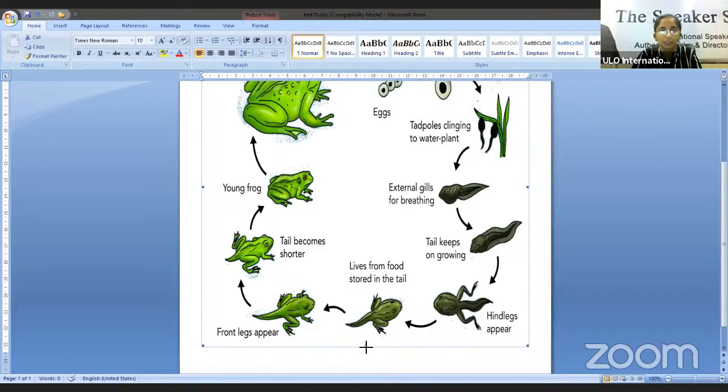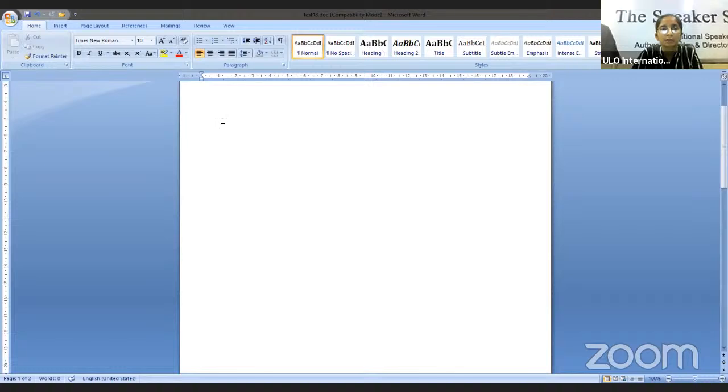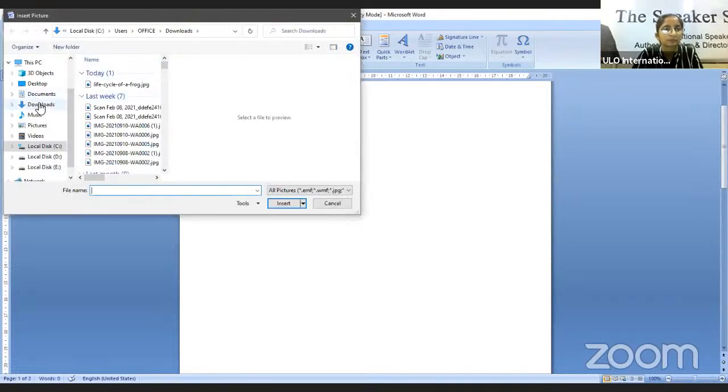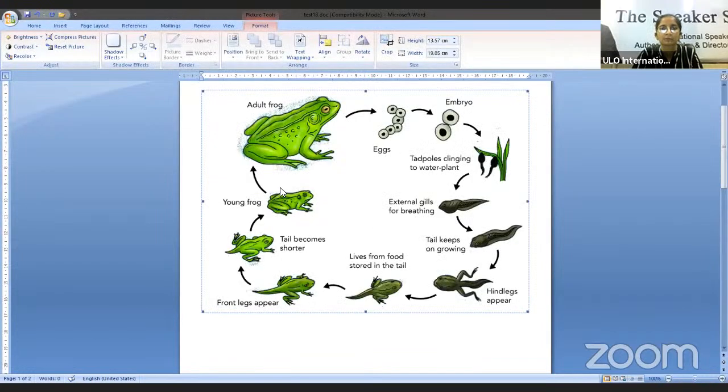So you can use vocabulary for this. One synonym for frog is amphibian or toad. You can use both words for this. I think you are able to see the life cycle of a frog on the screen.